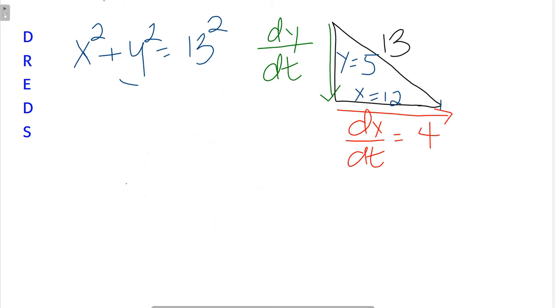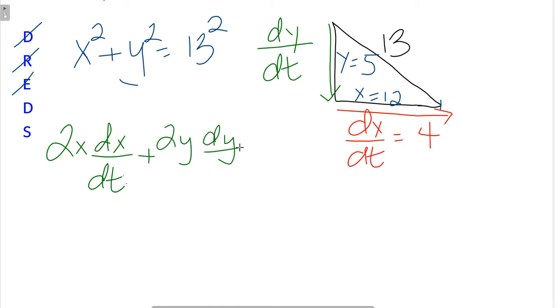All right, so now let's see what we've done. We have for sure drawn a diagram, labeled rates, came up with an equation, found all of the variables we need. We are ready to derive this thing. Okay, so when we derive, we are going to just use our power rule. It's pretty easy. So x squared is 2x dx dt. Don't forget your differential with these. Okay, plus 2y dy dt equals 169. Okay, getting a little sloppy, but that's all right.